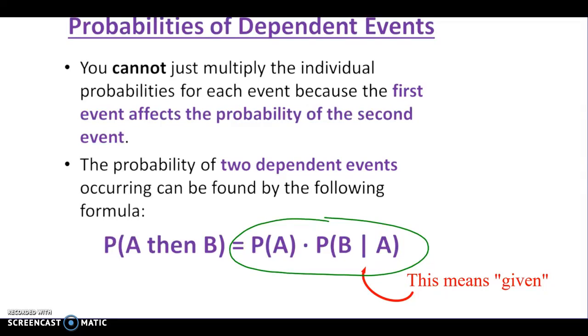So basically what this is saying, if the probability of A happens and then B happens, see this little line? That means given. So basically, you do the probability of A, just like we've been practicing. But then, when you do the probability of B, you have to change it given what happened from A.